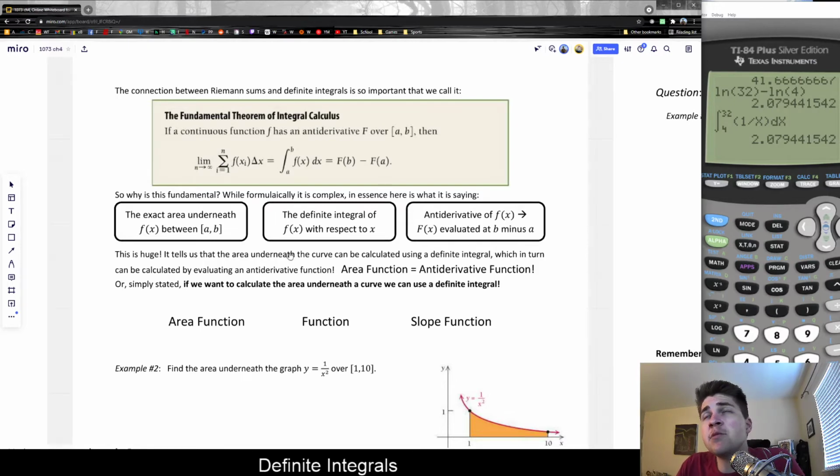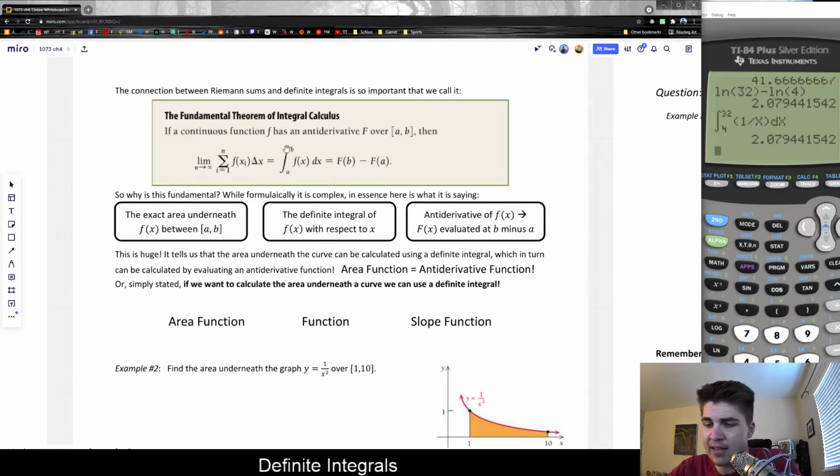It says, if a continuous function f has an antiderivative, capital F, as is normal with the notation we use, over an interval [a, b], then the limit as n approaches infinity, which, as you remember, is the formula for a Riemann sum with n subintervals, meaning if I take an infinite number of subintervals of a Riemann sum, adding up all the area under the curve, basically this is the exact area under a function over a particular interval. What it says is this: the infinite Riemann sum is equal to the definite integral of f(x) with respect to x.